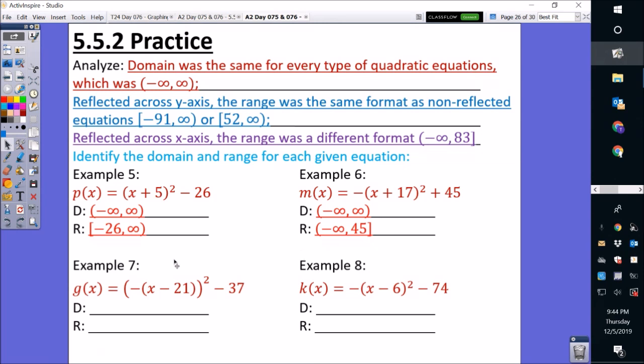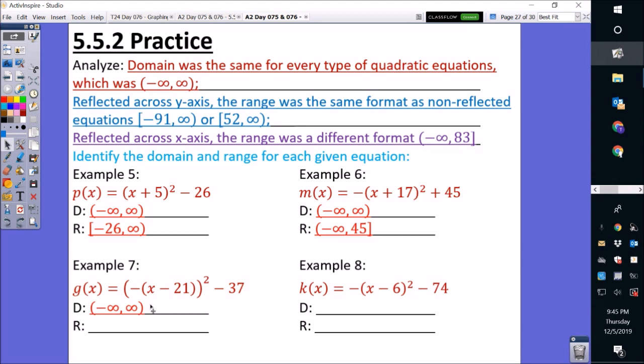Now moving on to example 7, we have g of x equals the square of negative x minus 21. In addition, we have the minus 37 at the very end. So in this case, we do have a negative inside the outer parenthesis. Negative inside the outer parenthesis means reflected across the y-axis. So it says that the range is the same format as the non-reflected equation. That means that the domain and range are going to be the same format as example 5. As I stated before, domain is the same for all types of equations. So domain is going to be negative infinity to infinity, like this, with parentheses.